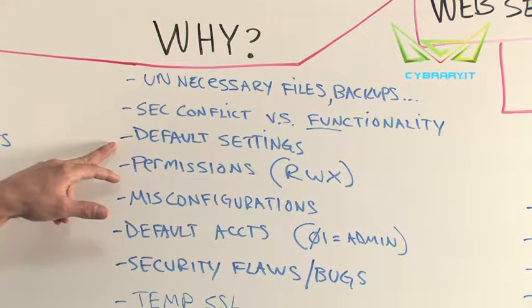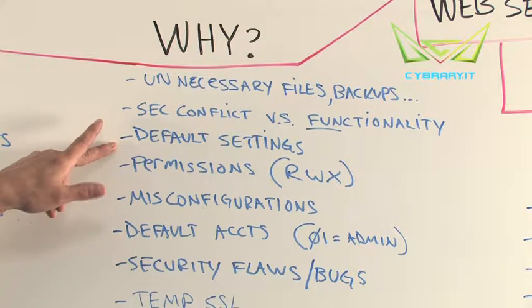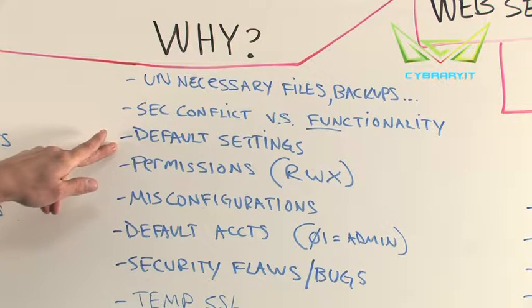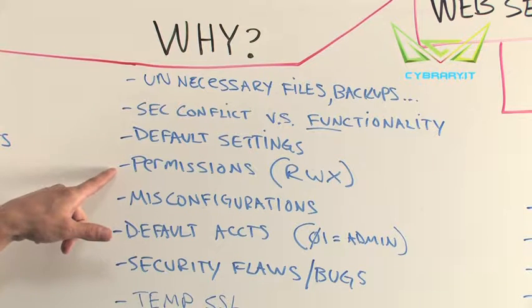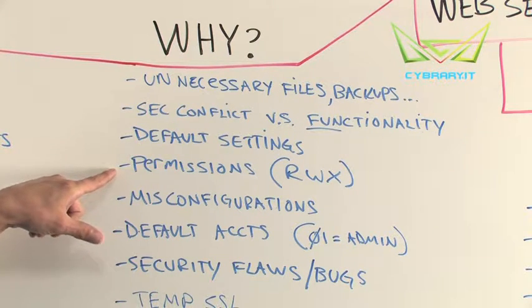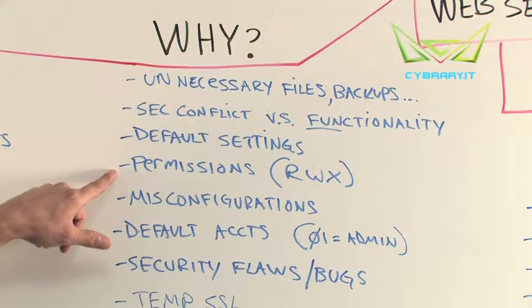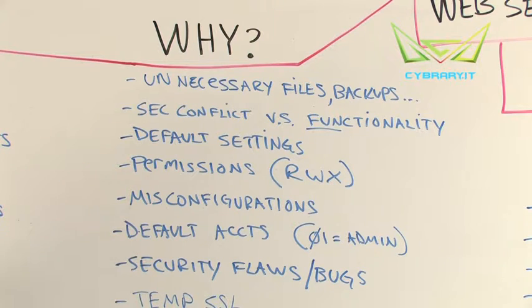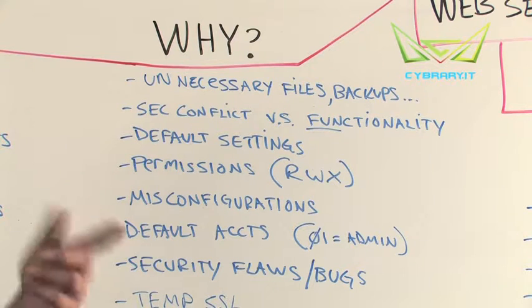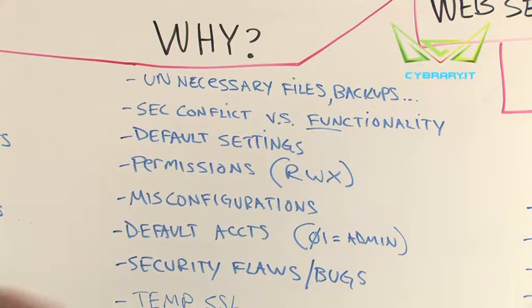Default settings. If there are default settings, default configuration, default accounts, well, the pen tester is certainly going to try to take advantage of them. Permissions, default permissions, right? What directories are set up to read, write, or execute. And if you can go after an executable directory, great. For example, if I can upload a PHP file to any directory that's executable, now I can start running my own scripts and my own attacks from that.